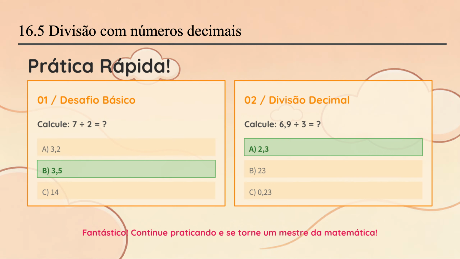And here's my second question. 6.9 divided by 3. Remember to bring the decimal point up. 6 divided by 3 is 2, and 9 divided by 3 is 3. The answer is 2.3, which is option A.